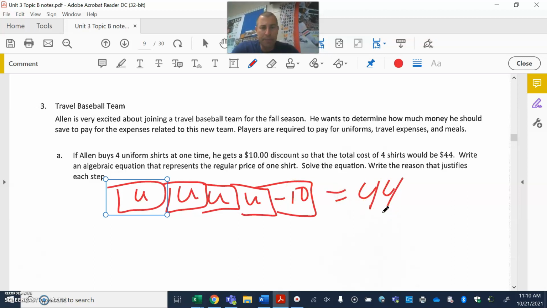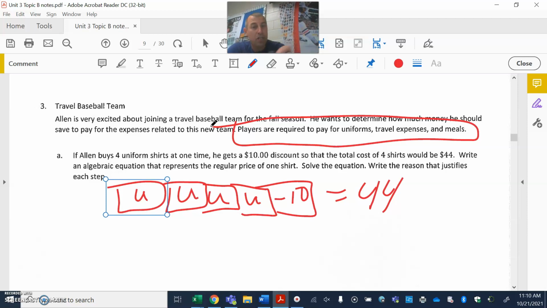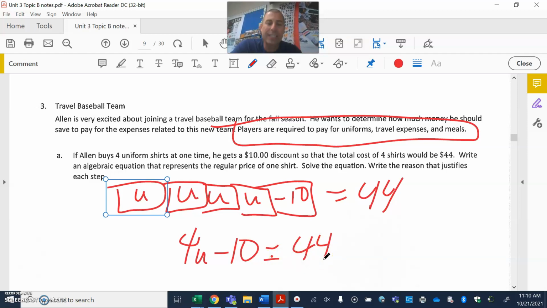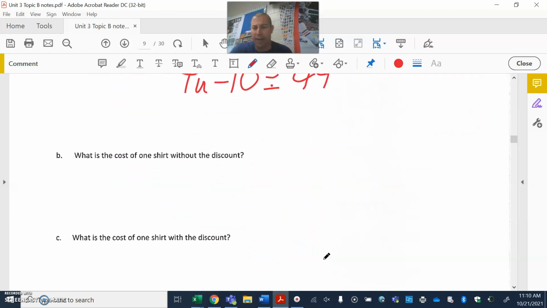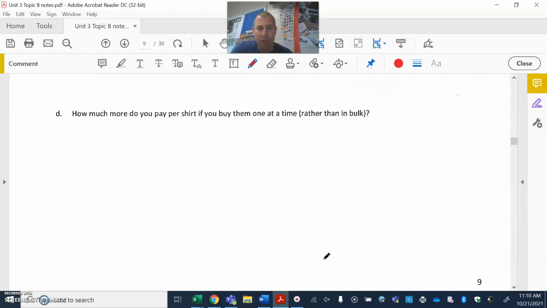They did tell me that he has to pay for uniforms, travel expenses, and meals, but we're not talking about that in this question. We were only discussing the uniforms. So repeat addition, that is my multiplication. The discount, we're taking away the $10, and it has to result in our $44. Again, we'd solve a two-step equation there. Like I said, I'm more interested in your equation. Let's keep going.